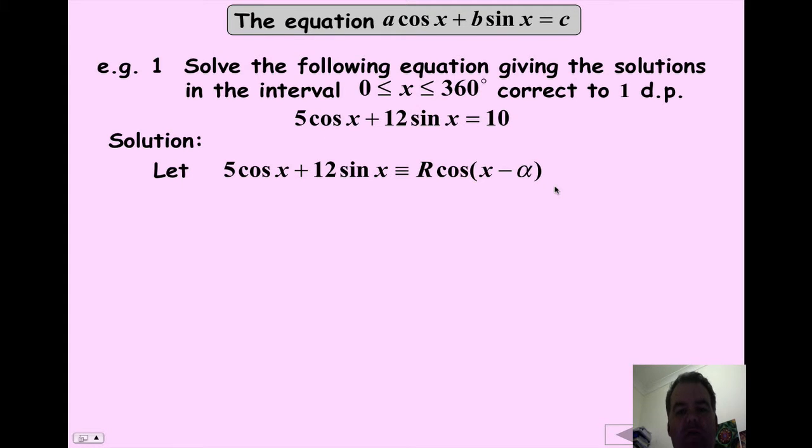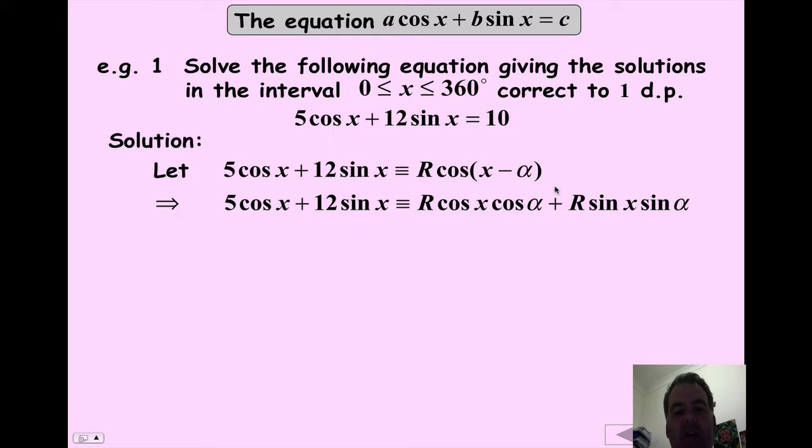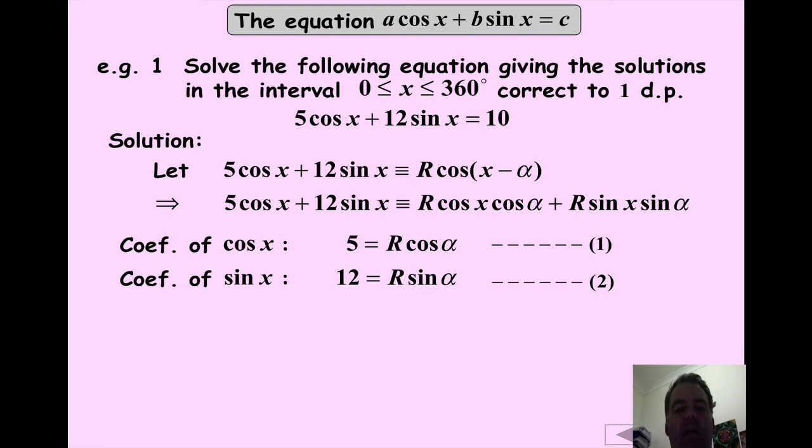So we've just chosen the same one, so we expand the right hand side, and now we're just going to compare the coefficients. On the left hand side there's a 5 in front of the cos x. On the right hand side there's an r cos alpha in front of the cos x, or associated with the cos x. So we get that equation. Same for the sin x, and we get that equation. Divide the two equations and solve: 67.4 degrees. Once again, we're only interested in the angle between 0 and 90 to start with.